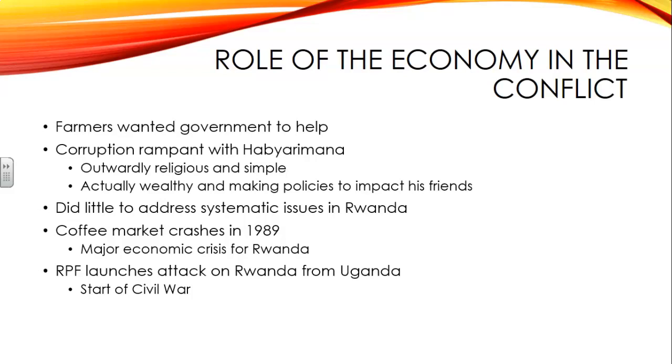Okay, so right here we've got crisis going. We've got a lot of corruption within Habyarimana's government. We've got him looking one way to the outside world and being a completely different way in the inside world. We've got the coffee market crashing, which is crashing the entire Rwandan economy, and this is going to be the impetus for civil war from Uganda.